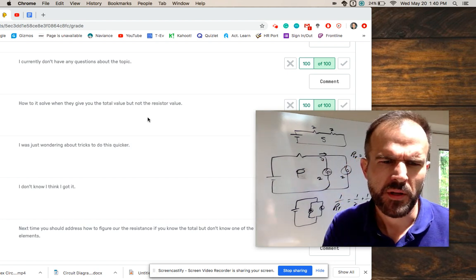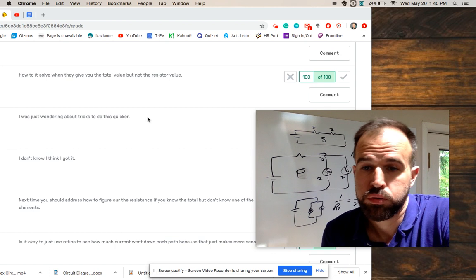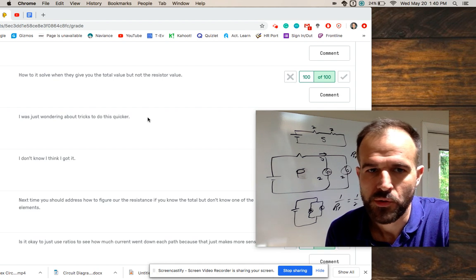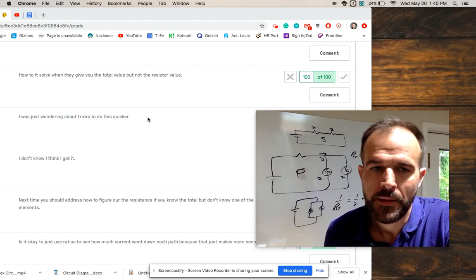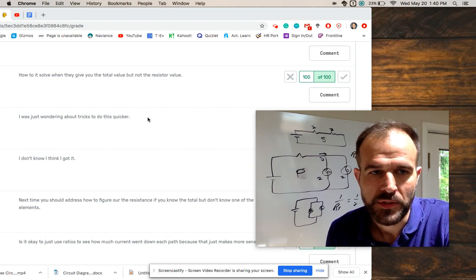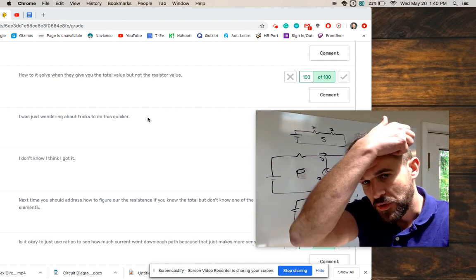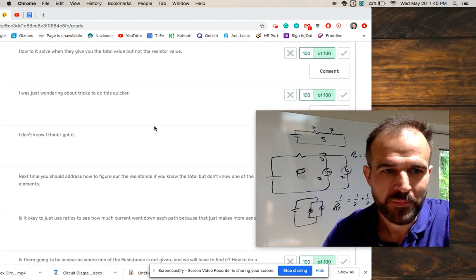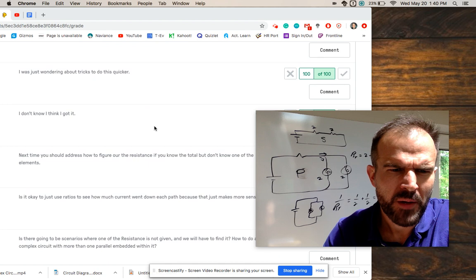I was just wondering about tricks to do it quicker. Honestly, when I'm going over it, I have to go over it from the novice point of view and go through it a little bit more slowly. Tricks, I think with experience, it kind of comes with time. I don't have any good tricks for you at the moment. I'll think about that.